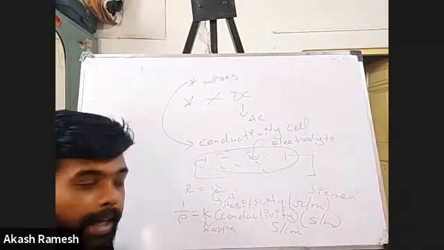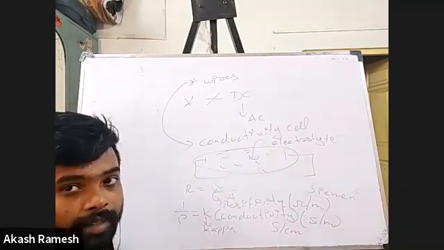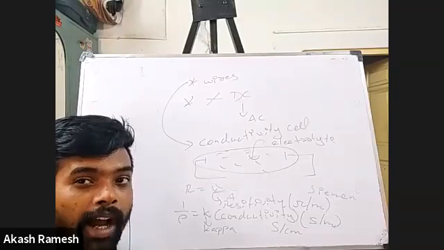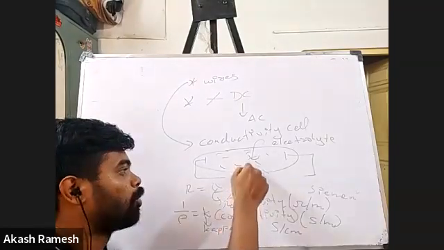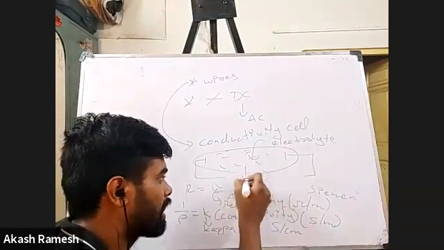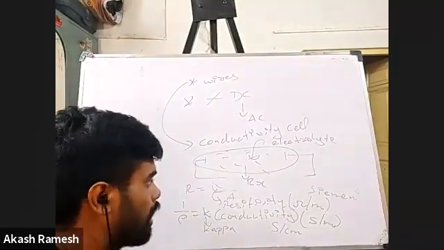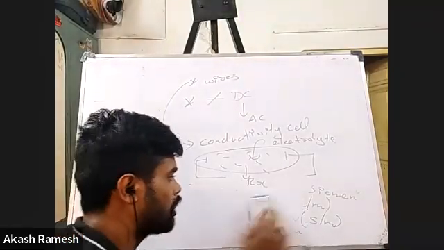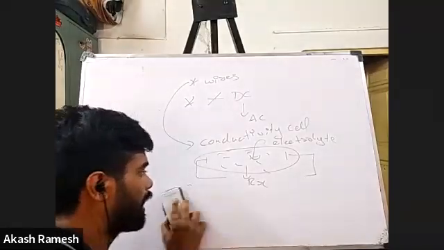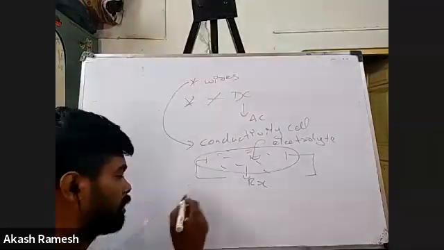No problem. Now this will be taken to the Wheatstone bridge, and I'll be able to easily find the resistance of this electrolyte. Say this resistance is Rx. I will be able to easily find the value of Rx by connecting it to the Wheatstone bridge. Now, how will I connect? Bear with my diagram, guys.